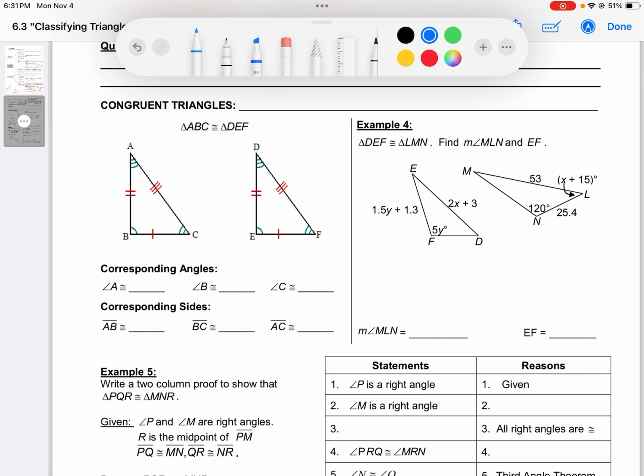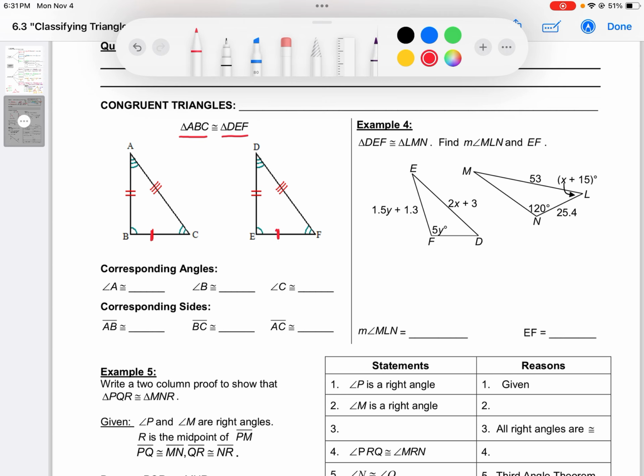Now let's look down at congruent triangles. Congruent triangles are triangles that are identical. And when we say that, and we look at some examples to prove it, you'll see what I'm talking about. Triangle ABC is congruent to DEF.